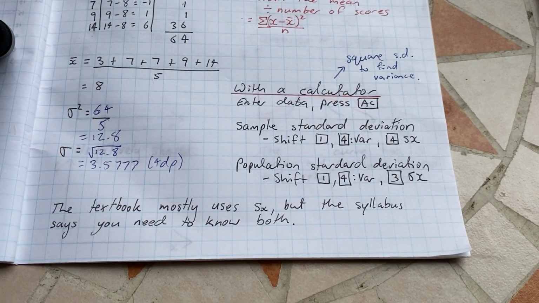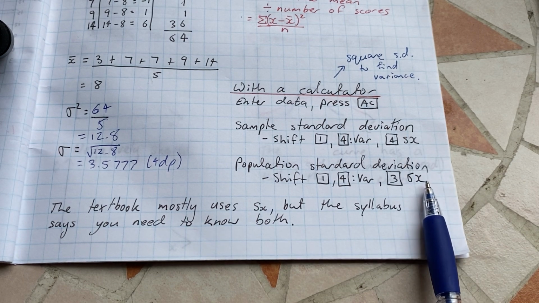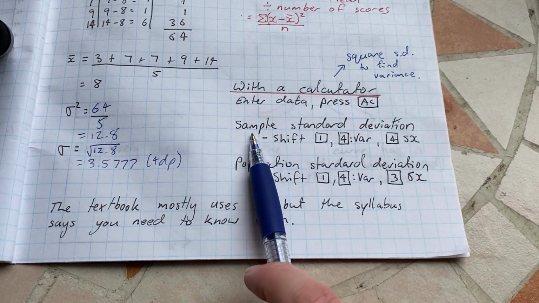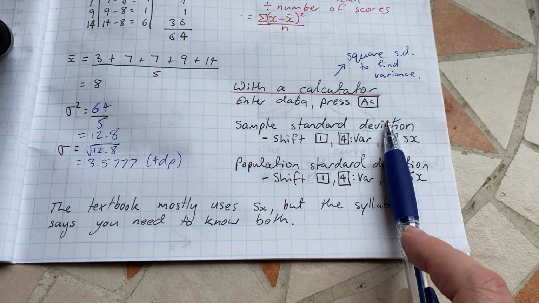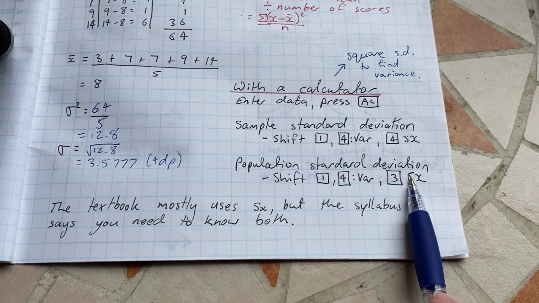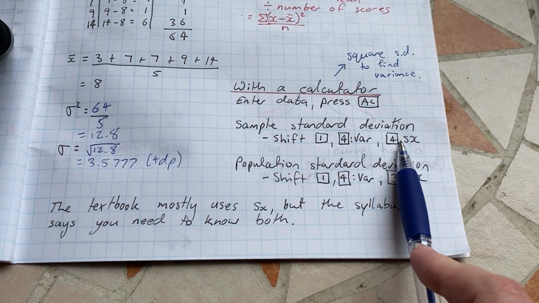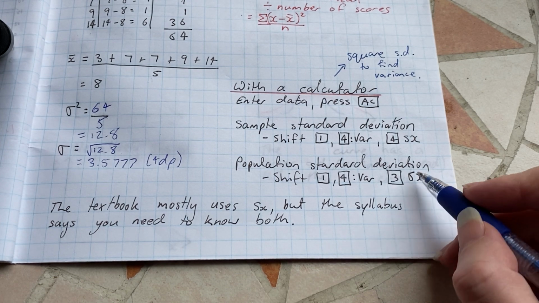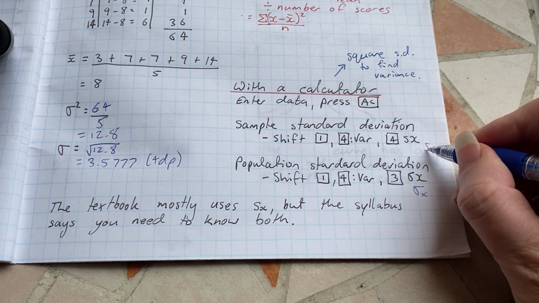Now your textbook mostly uses Sx. There are 2 different standard deviations. The syllabus says you do need to know both. So if you have done a survey on a sample, then you would be using Sx, which is usually written like this. If you've surveyed the entire population that you're interested in, then you would use this one. So this is the population standard deviation and that's the sample standard deviation. Again, your calculator shows these symbols as the same size, but that x is actually subscript, just like here, that x is subscript.